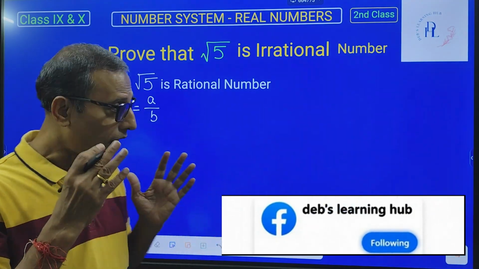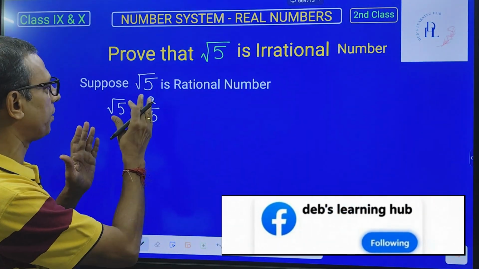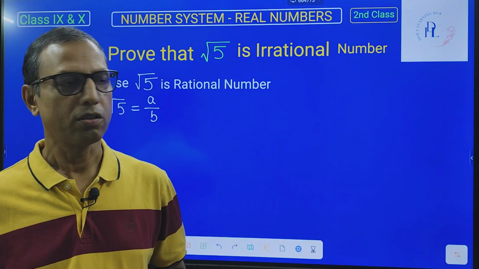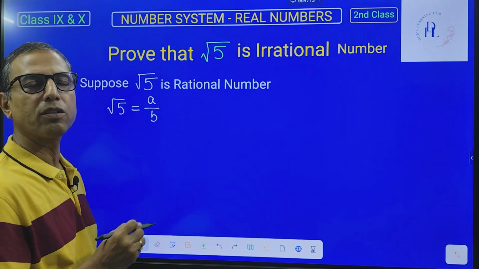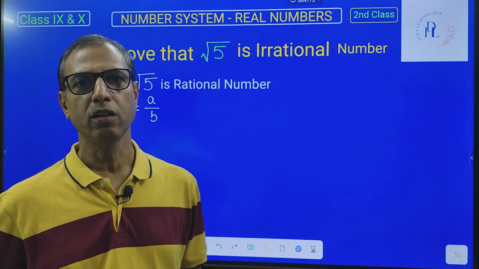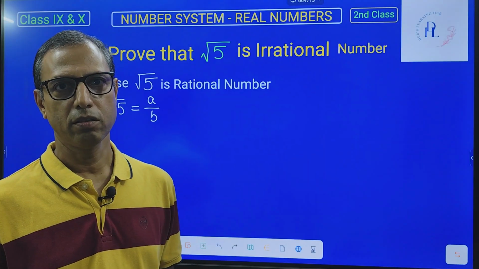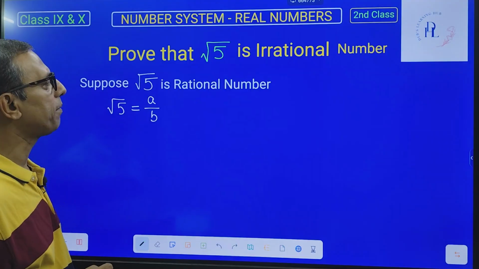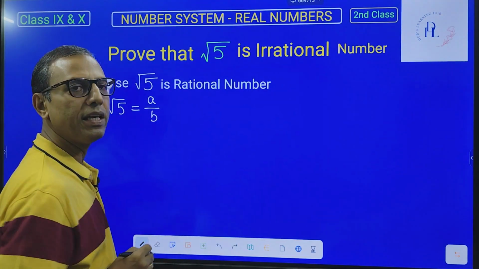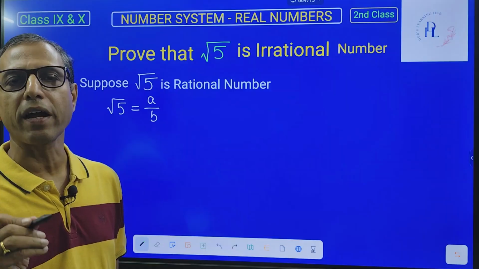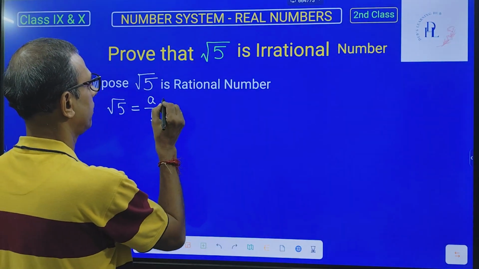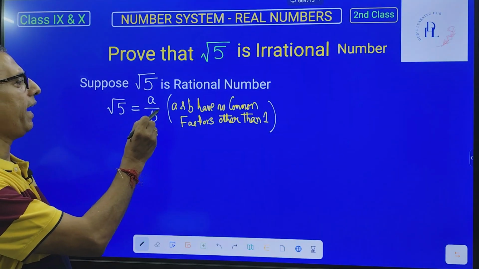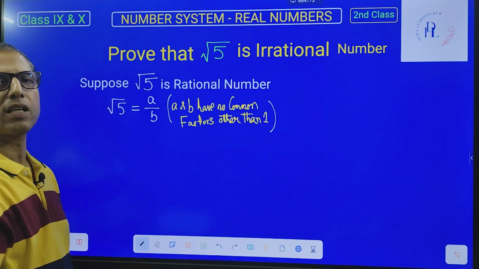So we will represent root 5 equals a by b, that is the least fraction, where a and b have no common factor other than 1. So the least fraction. So let's assume root 5 equals a by b where a and b have no common factors other than 1.